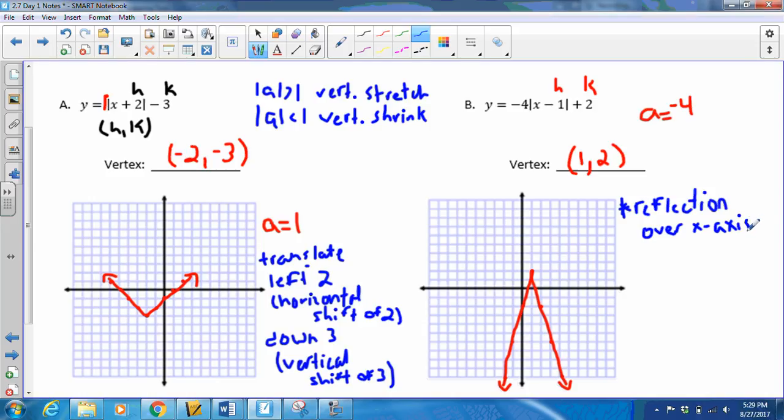So make sure whenever you have a reflection, write that first. Because if you don't, then technically it will be incorrect. So we have a reflection over the x-axis. Make sure you write the x-axis.